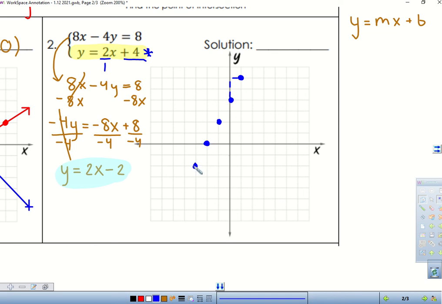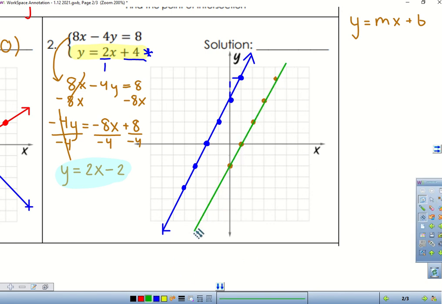Once I have a few points, I can go ahead and connect those points with a line, which looks like this. Put arrowheads on the end because it is infinite. And then I'm going to do the same procedure with my other equation. I start at my y-intercept, which is at -2, and I go up 2 over 1, and I repeat the same process. I'm going to connect my dots.